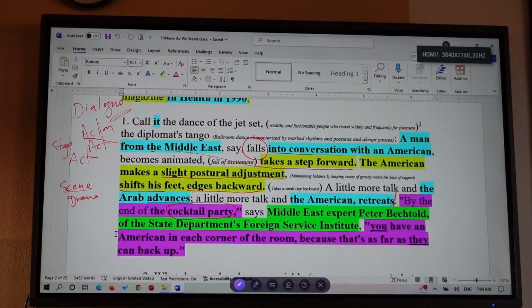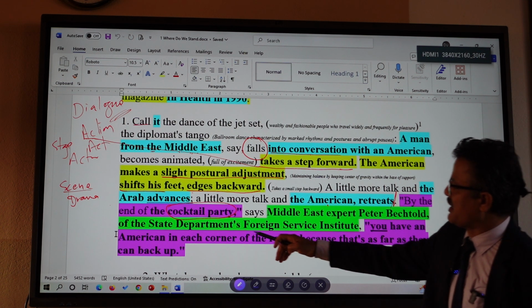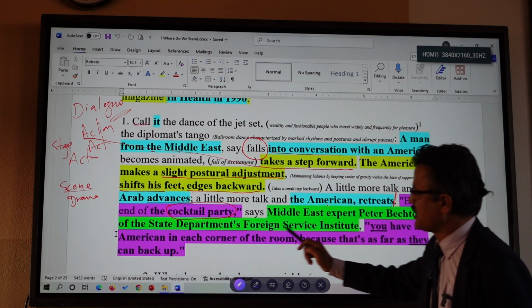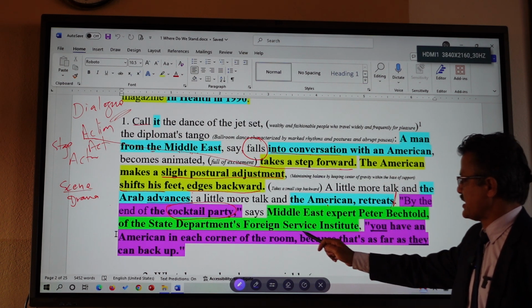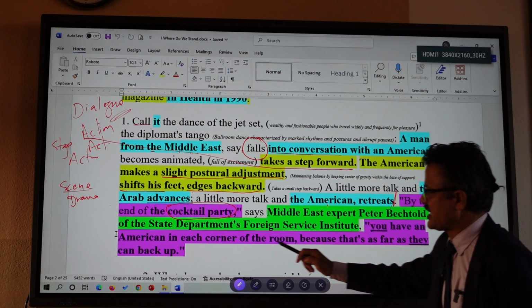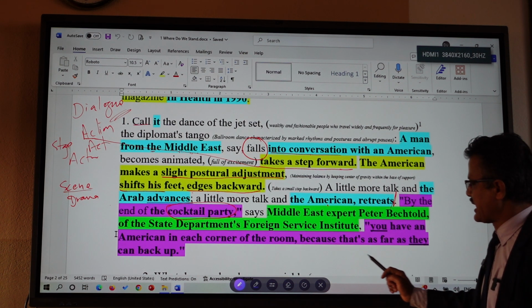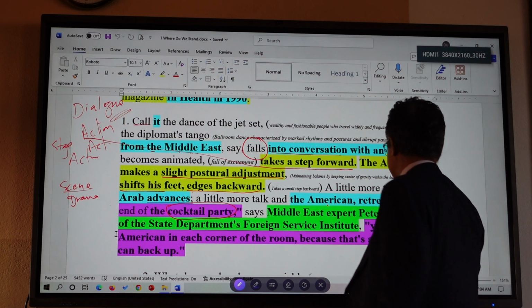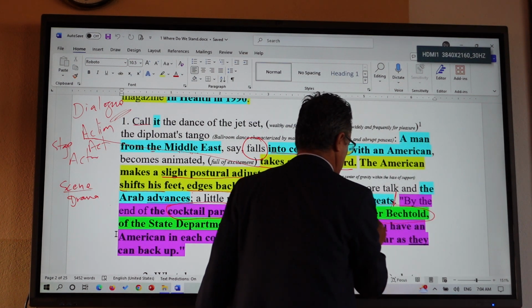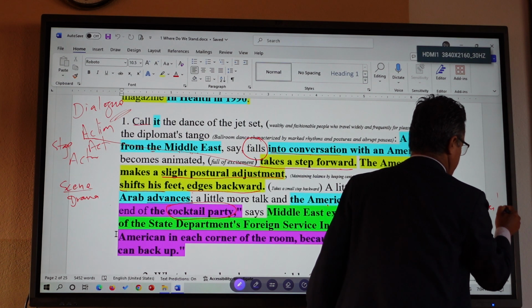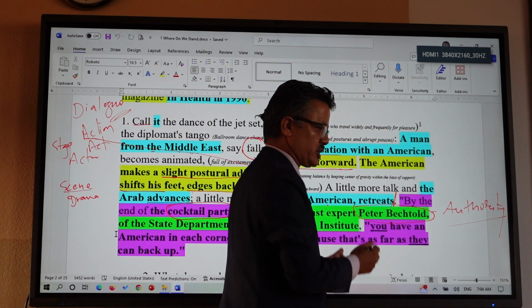Now look what is happening here. By the end of the cocktail party, says Middle East expert Peter Bechtold of the State Department's Foreign Service Institute, you have an American in each corner of the room because that's as far as they can back up. Now this name, Peter Bechtold, this is called authority. In academic writing, we call this source authority.